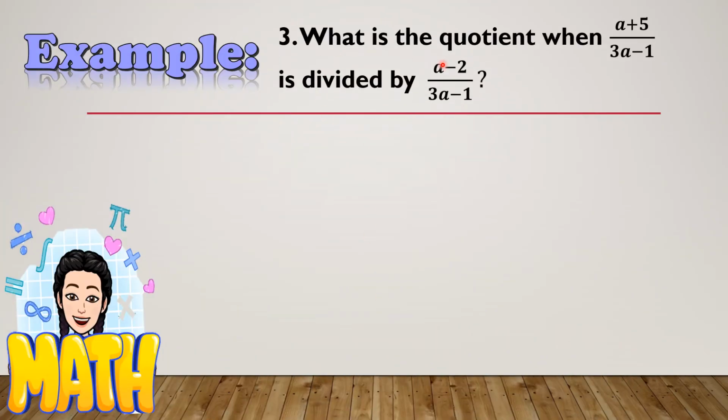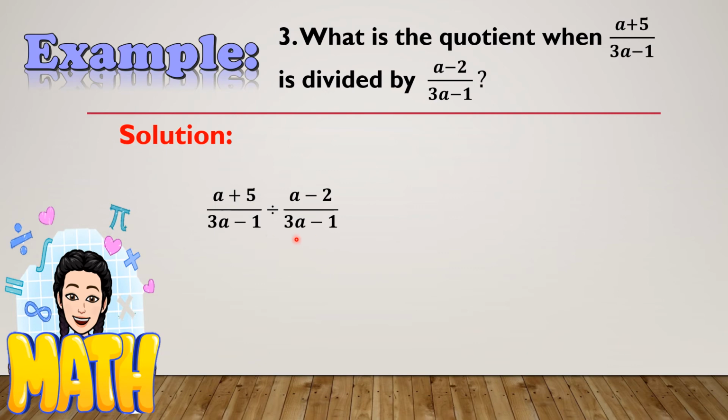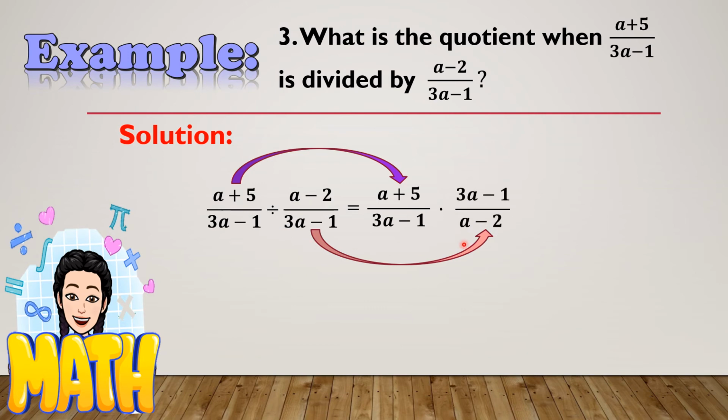Next, what is the quotient when a plus 5 over 3a minus 1 is divided by a minus 2 over 3a minus 1? So first, huwag kakalimutan na kailangan i-express natin to as multiplication statement na kung saan ang division magiging multiplication at ang divisor ay kukuhanan natin ng kanyang reciprocal. So we have retain lang natin to. We have a plus 5 over 3a minus 1 times the reciprocal of the divisor, which is 3a minus 1 over a minus 2.